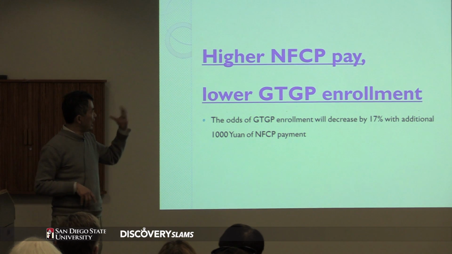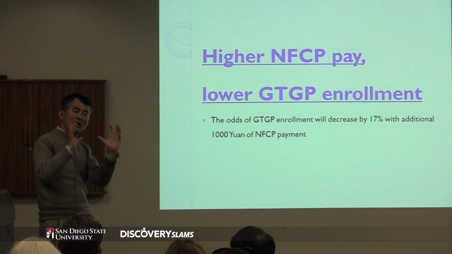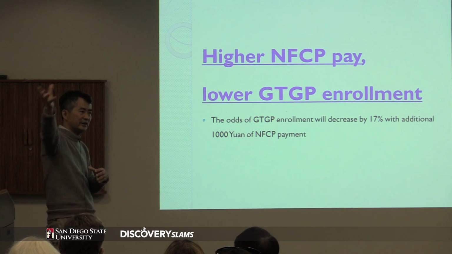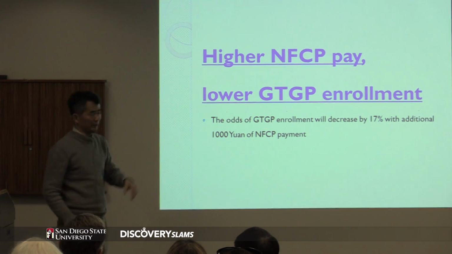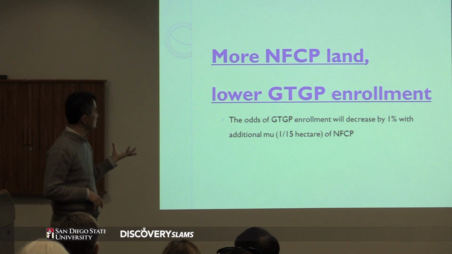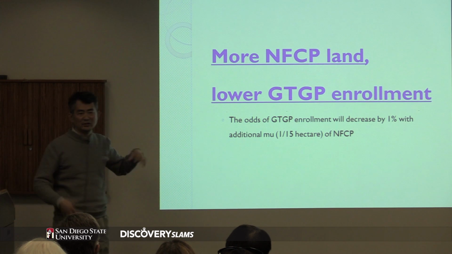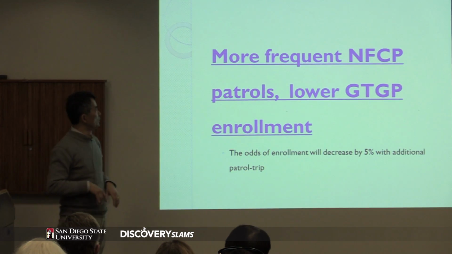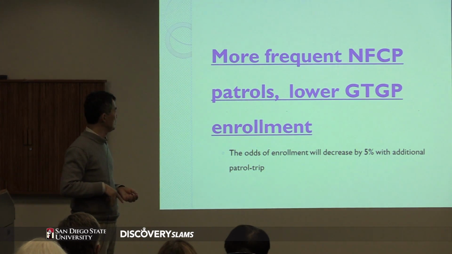The first: the higher the NFCP, remember this is the government payment to help local people patrol the forest land, to ban logging on their forest land, the lower the GTGP enrollment. The next one is the more NFCP land they have to patrol, the lower the GTGP enrollment. They are contradictory to each other. Also, the more frequent the NFCP patrols, the lower the GTGP enrollment.